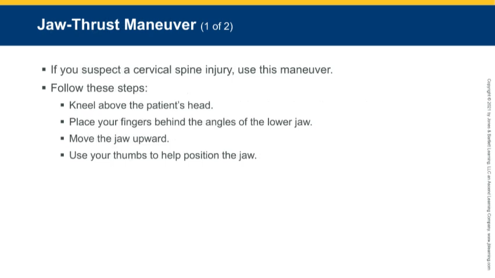When a cervical spine injury is suspected, the jaw thrust maneuver is the preferred method for opening the airway. Unlike the head tilt, chin lift maneuver, this technique minimizes movement of the cervical spine, reducing the risk of further injury. This maneuver is commonly used in trauma patients who are unresponsive and not breathing adequately.